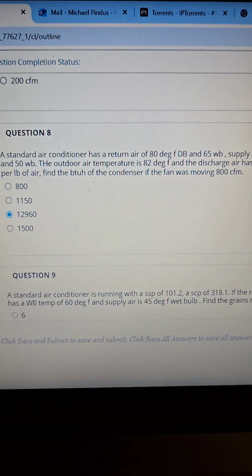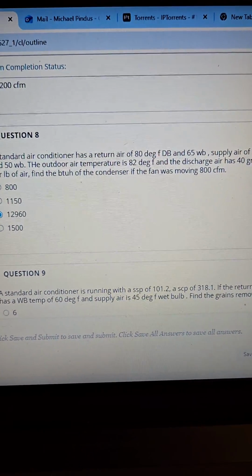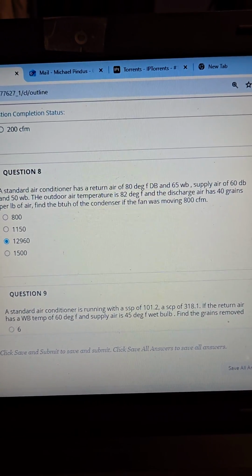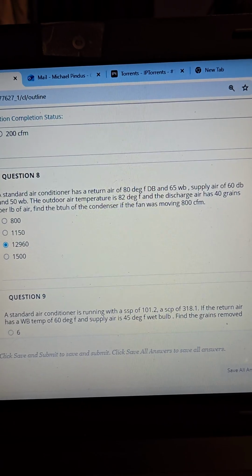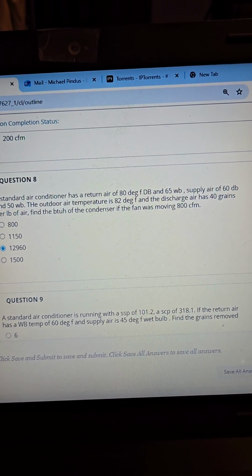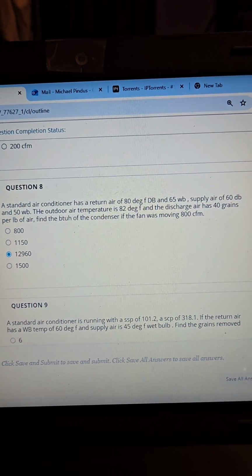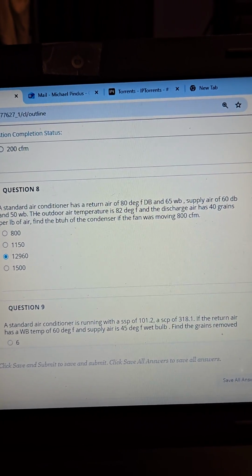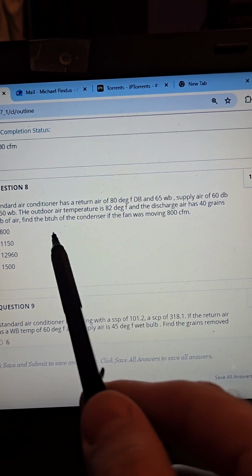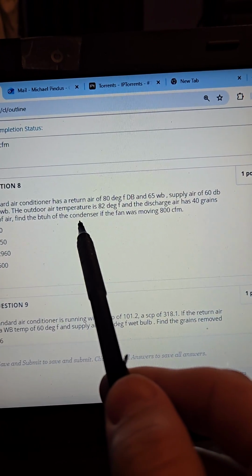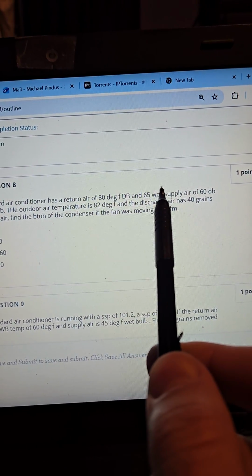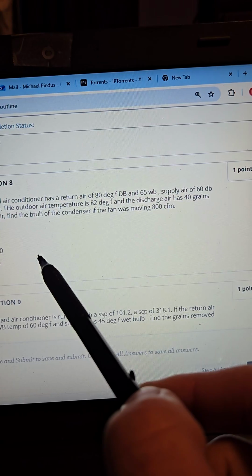it's saying a standard air conditioner has a return of 80 degrees dry bulb and 65 wet. The supply air is 60 dry bulb and 50 wet bulb. The outdoor air temperature is 82 degrees Fahrenheit, and the discharge air has 40 grains per pound of air. Find the BTU of the condenser if the fan was moving at 800 CFM. So right here, when it says find the BTU of the condenser, that means anything to do with the evaporator is irrelevant in this question.